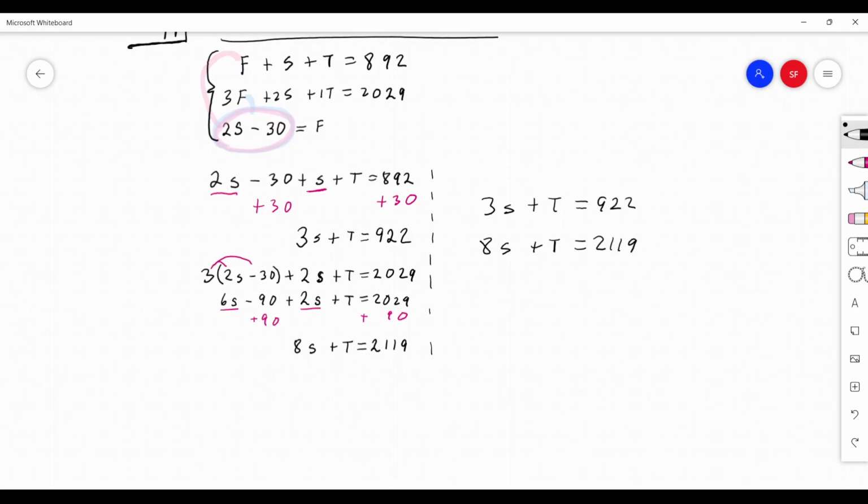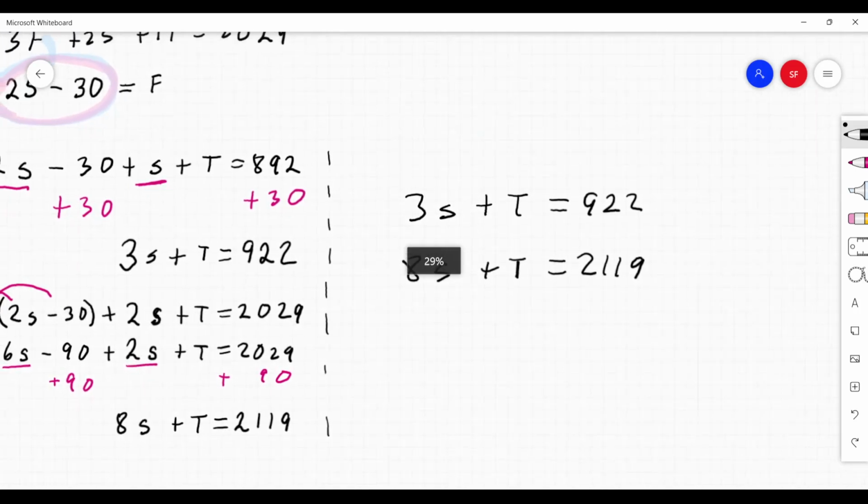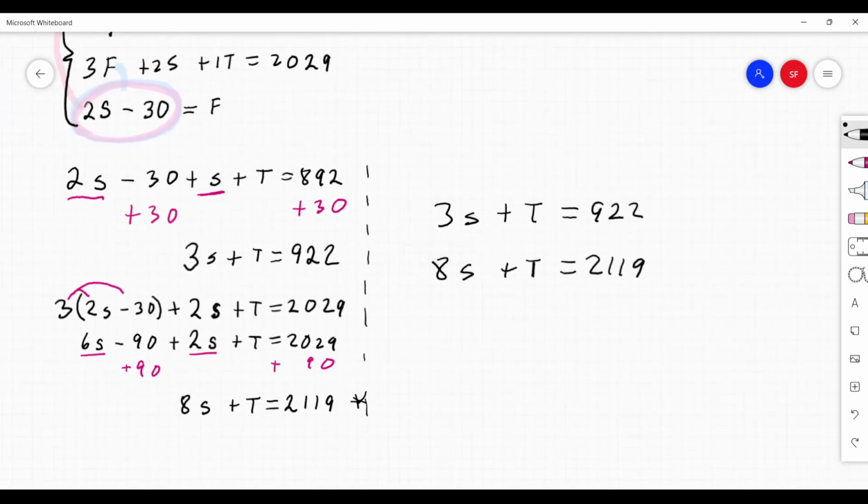So, how do you want to solve that? 8s. Why do you have 8s? From this one? Wait, why don't you have 3s? That's this one. Why, is it 9? This one is 6s plus 2s, which is 8s. Why isn't it? Because it's 6s plus 3s.